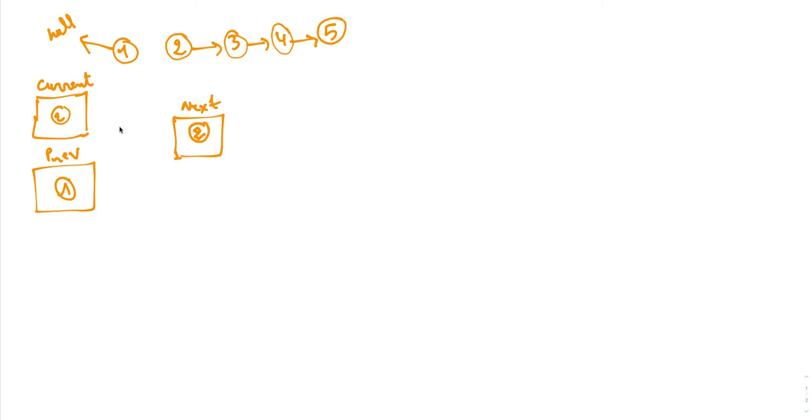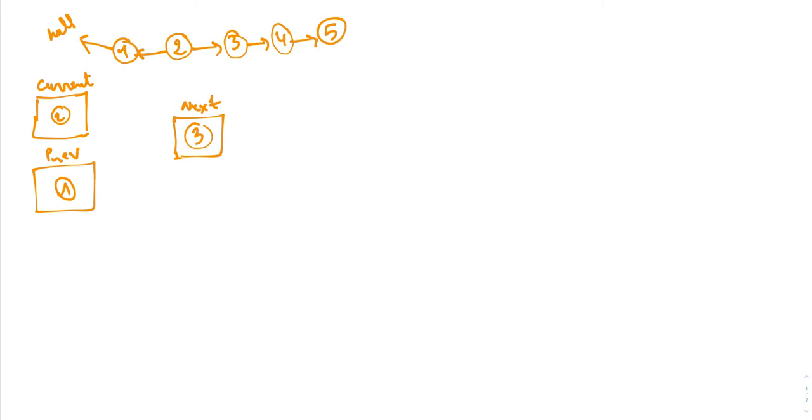Now my current is 2. Before doing my change to the next of 2, I need to keep this value somewhere so I can reuse it later on. That's why I need to put 3 here. So my next holds a reference to 3. Now my 2 needs to point to the previous, and my previous is 1. So the link between 2 and 1 will be created, but in this direction. 2 now is pointing to 1.